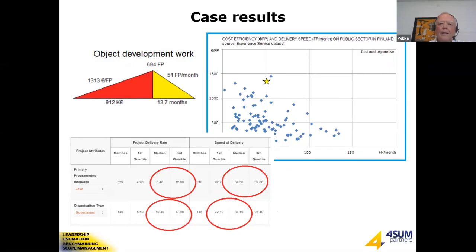And here are now the results of the case. So what happened? The favorite software company developed 694 function points in 13.7 months. And the cost was 912,000 euros. And you can see that the achieved cost was 1,313 euros per function point and 51 function points per month. The colors in the triangle show that the cost was quite high, so it's red. And the speed was close to average, 51 function points. Actually, that was a little bit better than average.